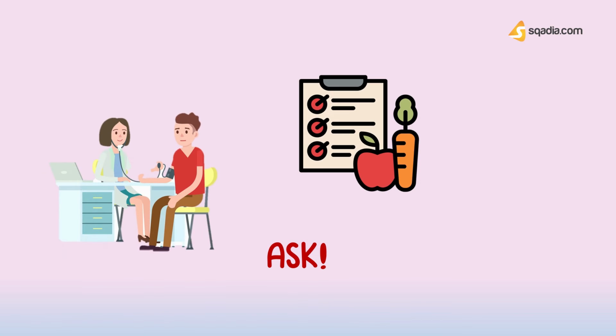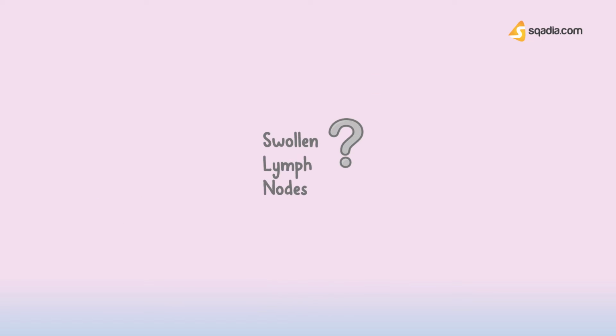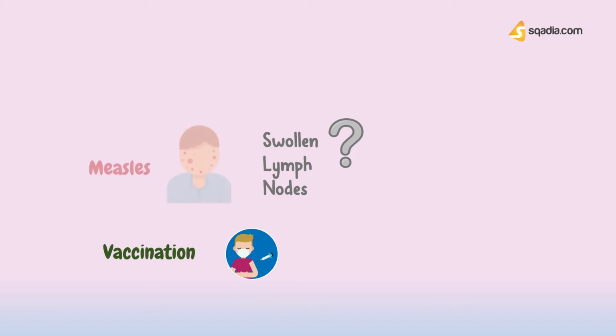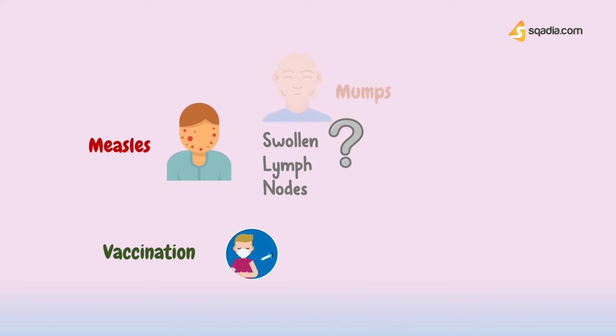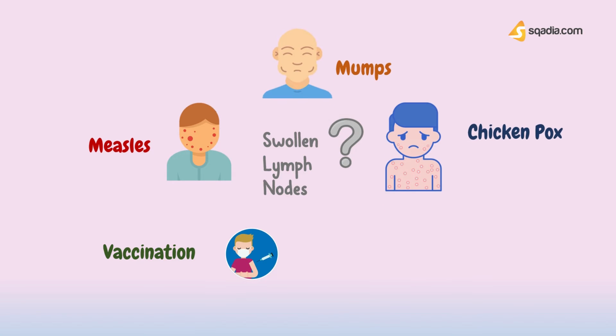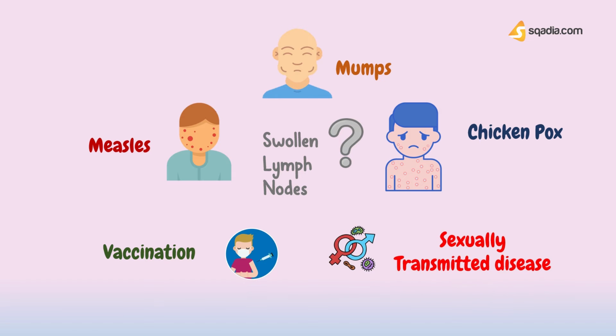Now you will ask your patient about his diet and exactly where they are experiencing swelling. One more important question you need to ask the patient is if they have swollen lymph nodes. You will ask if they have recently received any vaccinations or been exposed to measles, mumps, chickenpox, or sexually transmitted diseases.